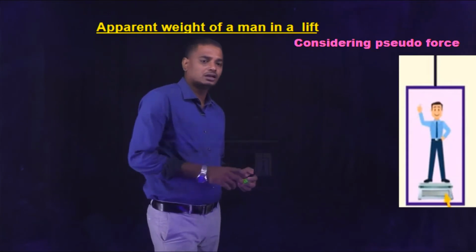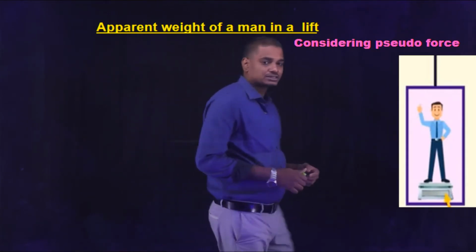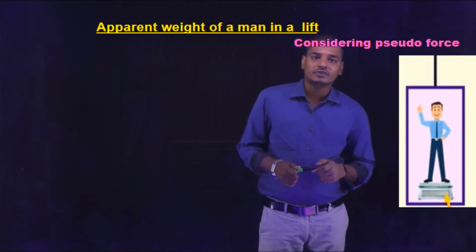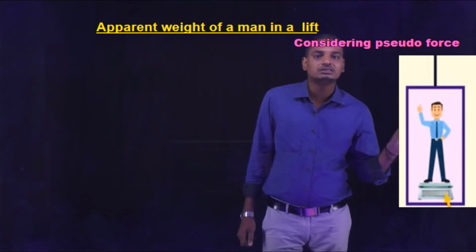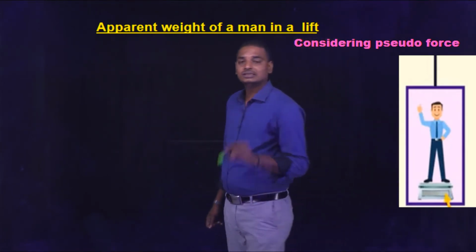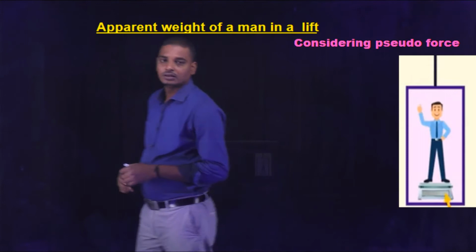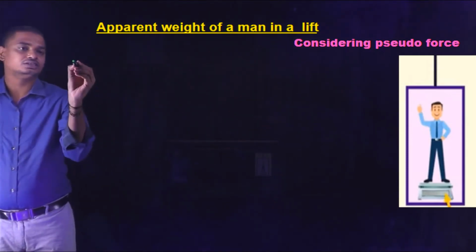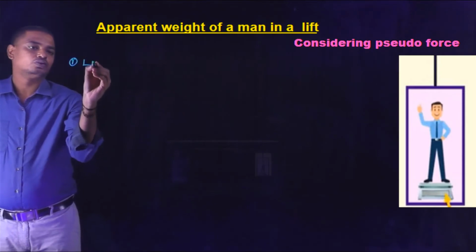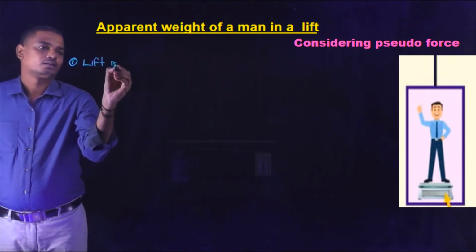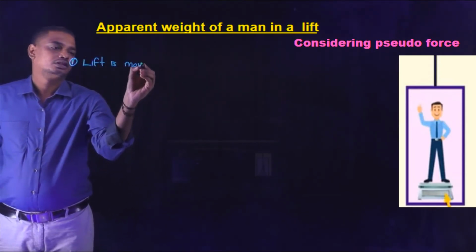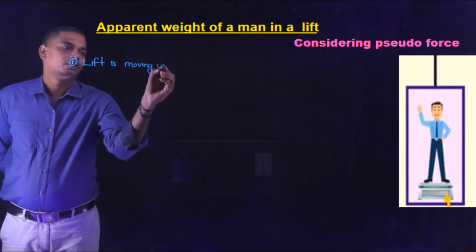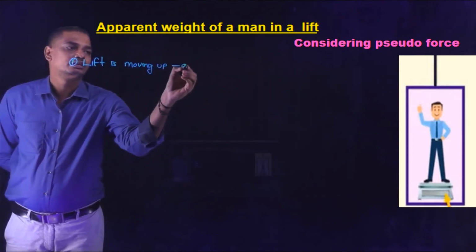Here the frame of reference, or the person observing the weight of the man, is also inside the lift only. That is a non-inertial frame. So let us consider the same two cases. The first case is when the lift is moving up with an acceleration a.